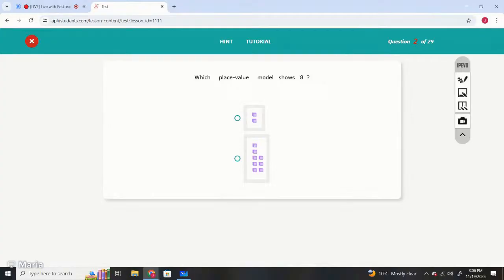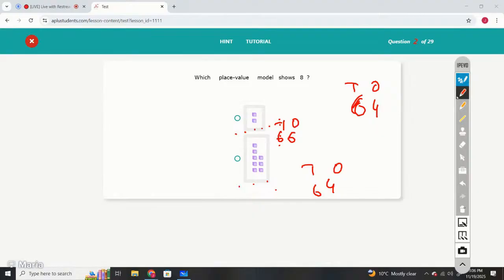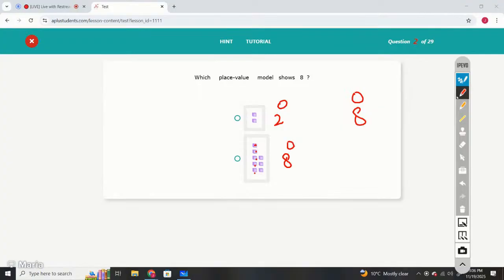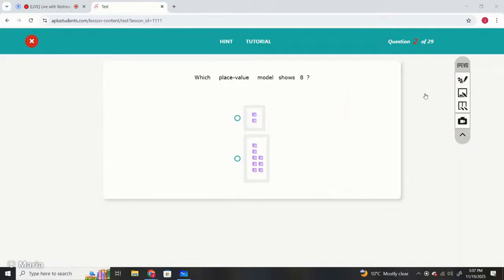Which place value model shows 8? So let's just see which model shows 8. So we have 8 ones, right? The first one has only two ones. Now look at the second one. 1, 2, 3, 4, 5, 6, 7, 8. So we have 8 ones. Option number 2 is the correct option. That is 8 ones.